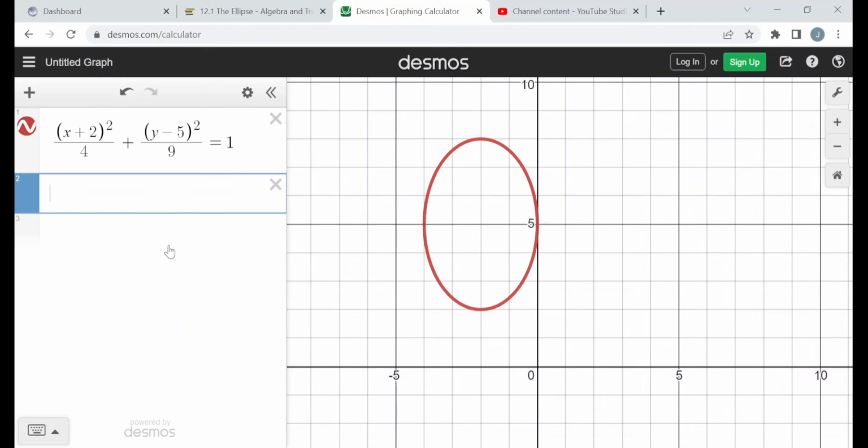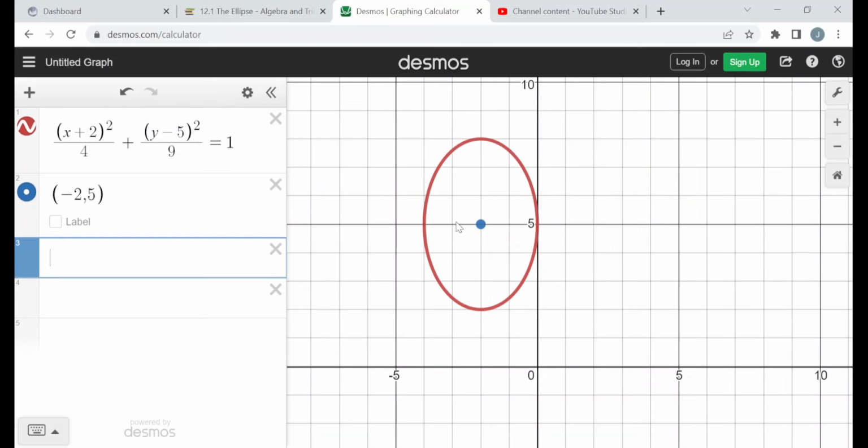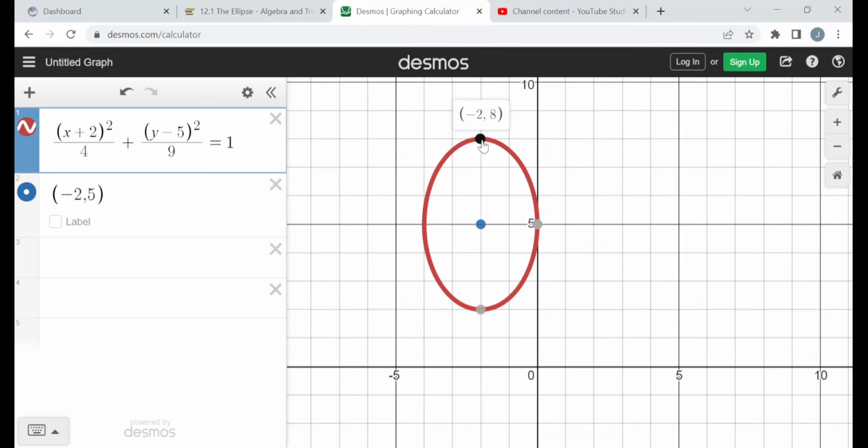And hopefully you can clearly see that the point negative 2, 5 is the center. I'll plot the point negative 2, 5. You see that blue point just pop up there. There we go, definitely in the center. And then you see, remember A was 3, and I went up and down. If I go up 3, there's one of the vertices at negative 2, 8. That was one of the vertices I wrote down. Then down 3 from center, negative 2, 2.